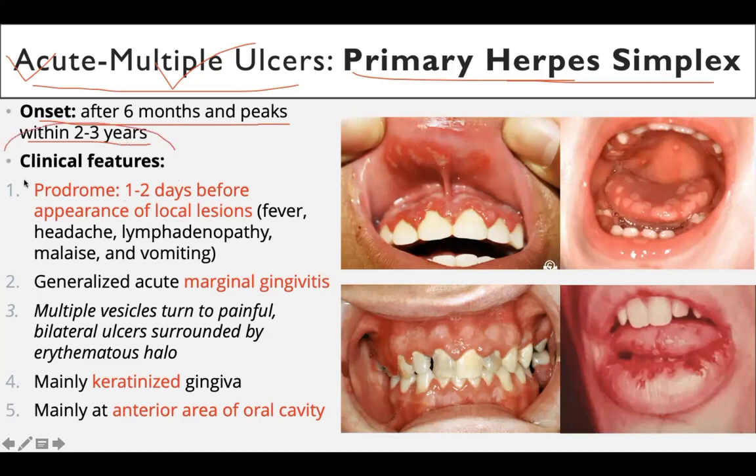What are the clinical features? Prodrome. What are the prodromal symptoms, or what is prodromal syndrome? Flu-like symptoms, which include fever, headache, myalgia. Myalgia means pain in the muscles, muscle ache. Then we have lymphadenopathy.